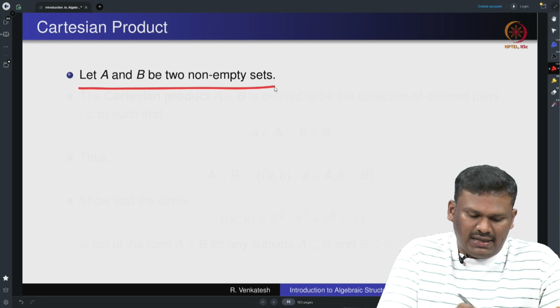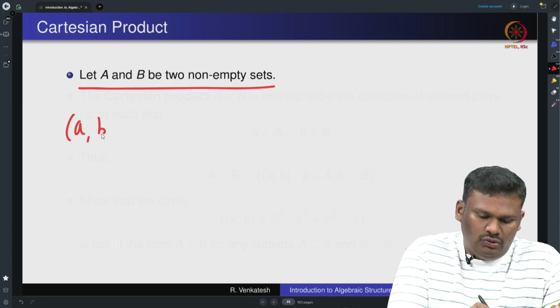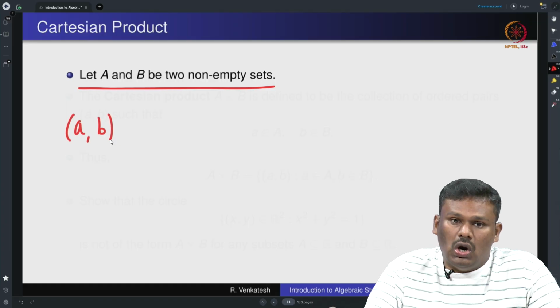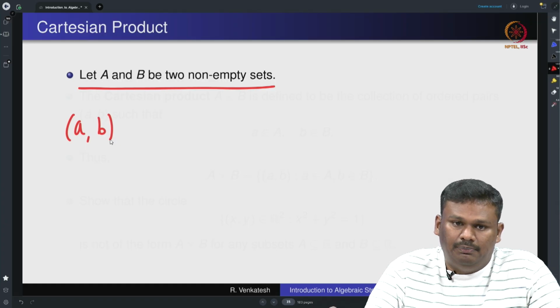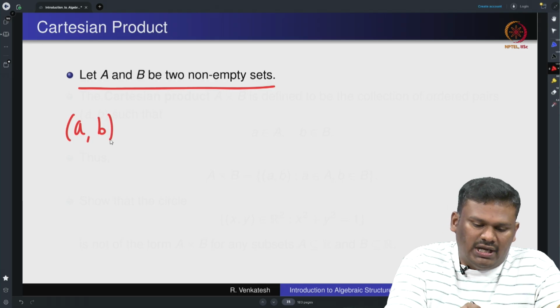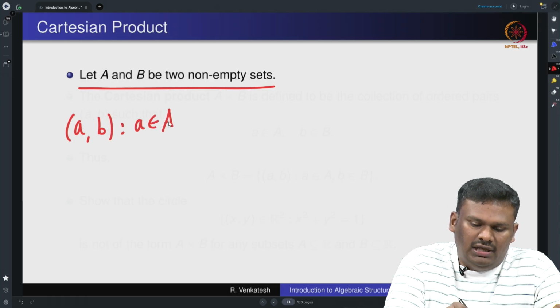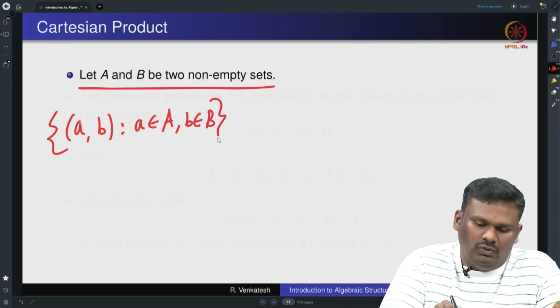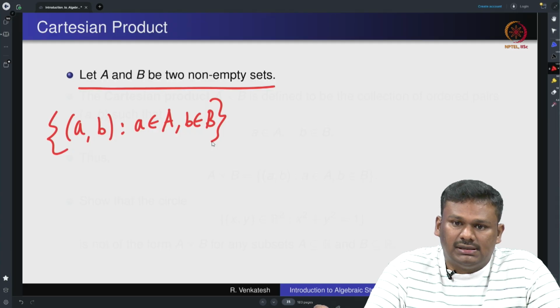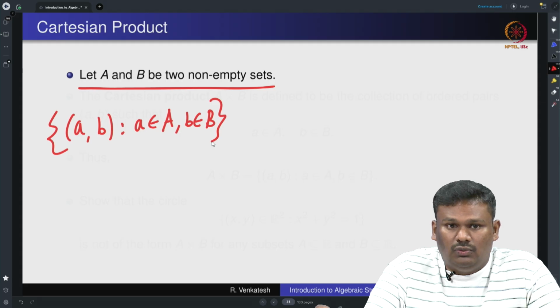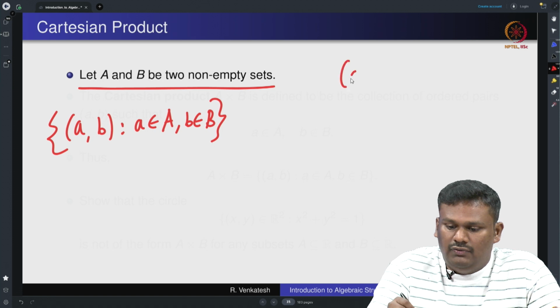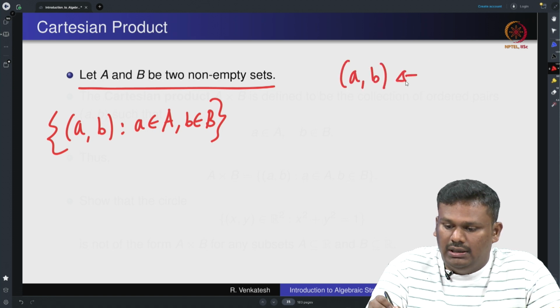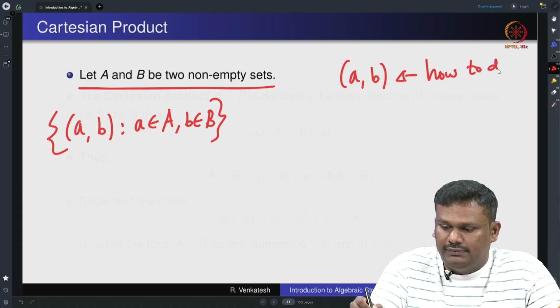In practice, all we want to do is consider all the ordered pairs (a, b) such that a comes from capital A and b comes from capital B. So, this is what we want to call the Cartesian product. That means we want to understand the meaning of the ordered tuple (a, b). So, we want to define this, and let us see how to define it.